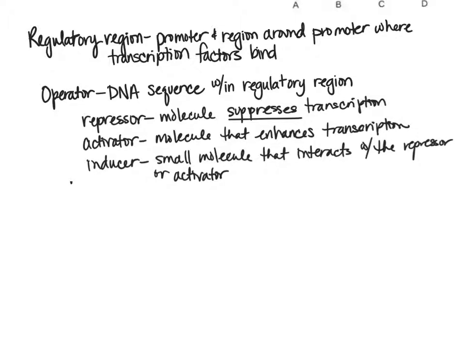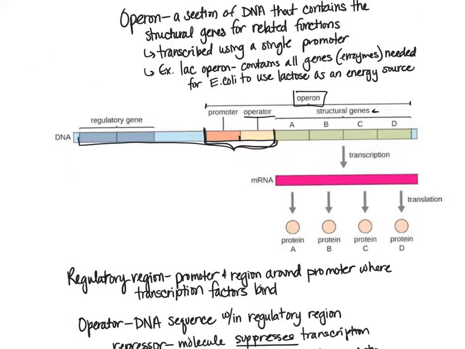So if we go back up to taking a look at that image, we can move back up here. So we have our DNA up here. We have our regulatory region, which is kind of this whole section here. Some regulatory genes up here. We have the promoter, the operator. Then we have our structural genes here. This is the region, as you can see, that gets transcribed.